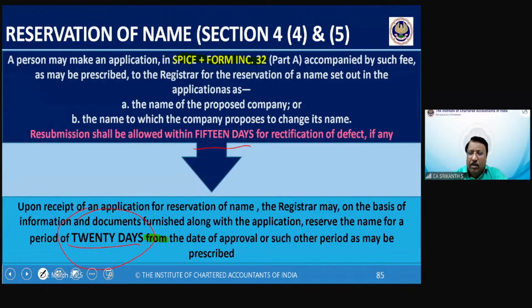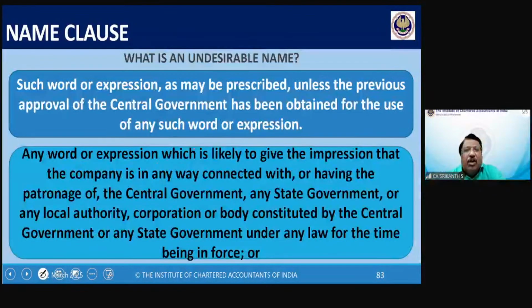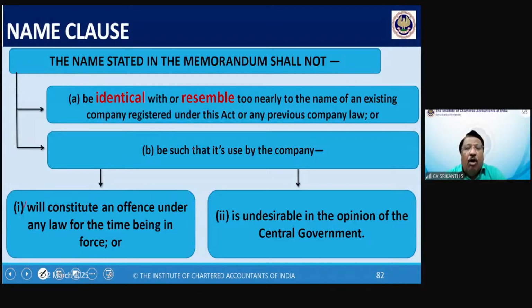Okay, this is the point. Use diagrams like arrows and all that. How do the restrictions on names help? Basically, the purpose of restriction on name is to prevent passing off. That is, one well-known company may be there.